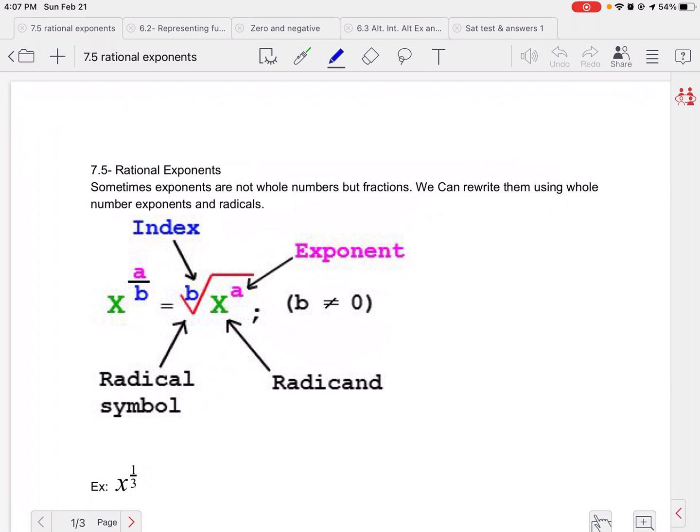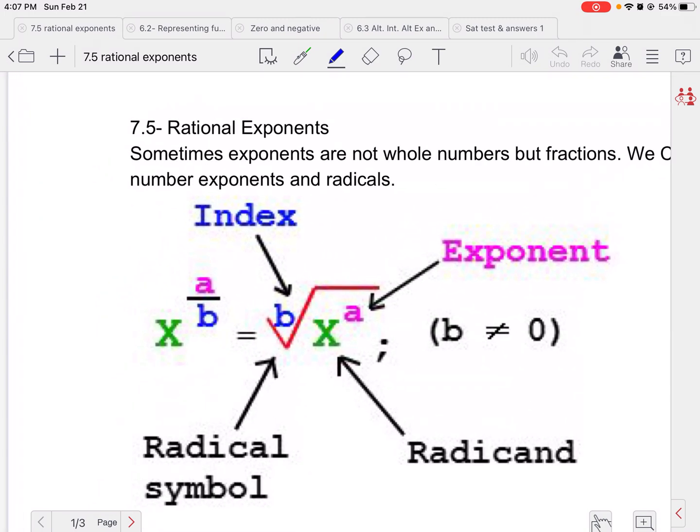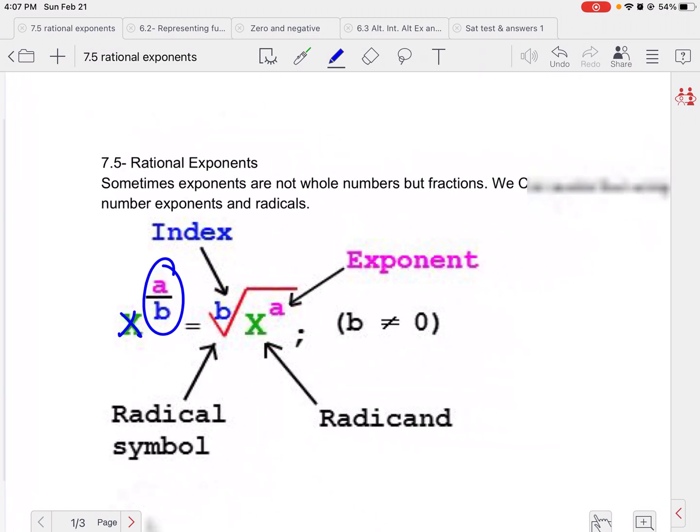Now remember the word rational, all that means is it's a fraction. And I know some of you hate fractions, but guess what? You get to get rid of the fraction, okay? So what happens here is if we have a base with a fraction exponent, the top becomes our exponent and our bottom becomes the radical.